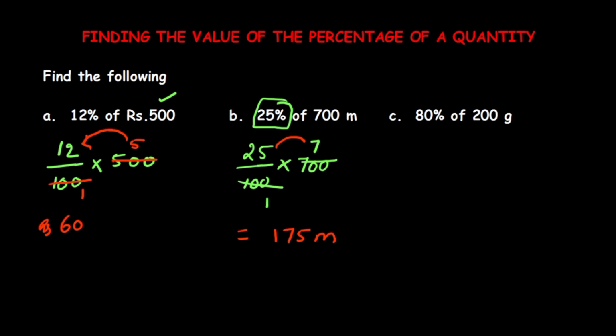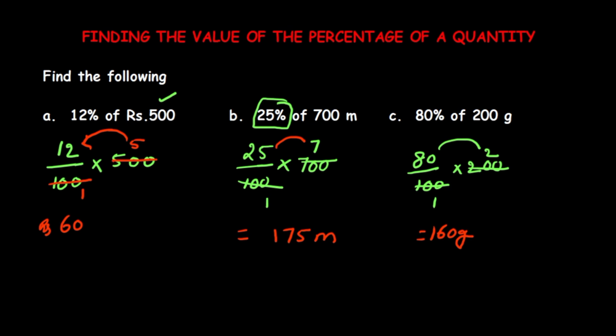The next one, 80% of 200 grams. So how to take this? As usual, 80% we write as 80 divided by 100, and 200 grams here, 200. As usual, 100 once and 100 two times will cancel. 80 into 1, 80 into 2, that is 160 grams. Because 8 twos are 16, so 80 into 2 is 160 grams. That is 80% of 200 grams, right? So this is the model, how we find the value of the percentage of a quantity.